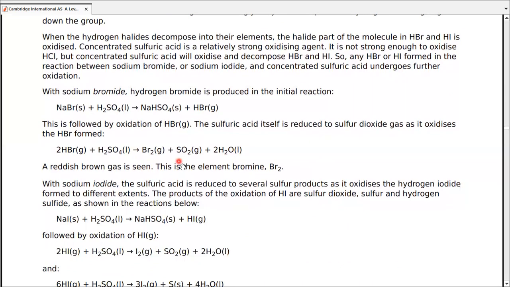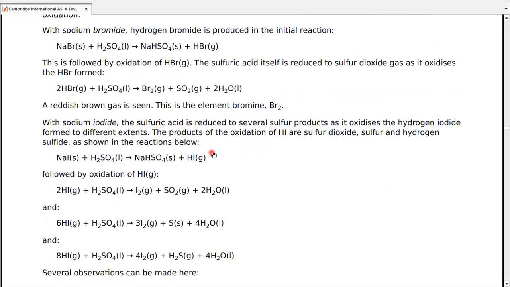Now, as soon as you look at it, you understand why we were talking about toxic or poisonous gases. A reddish brown gas is seen, of course, the bromine gas. Since this is elemental bromine, but the reaction being exothermic, it would easily be converted into gaseous form.